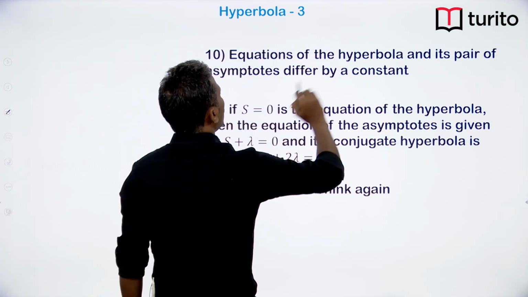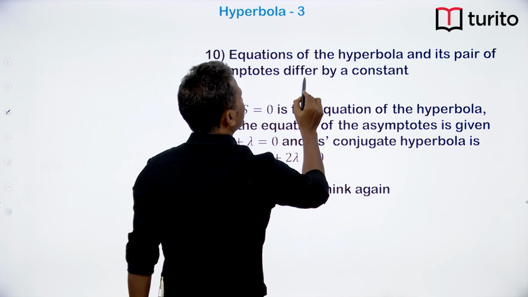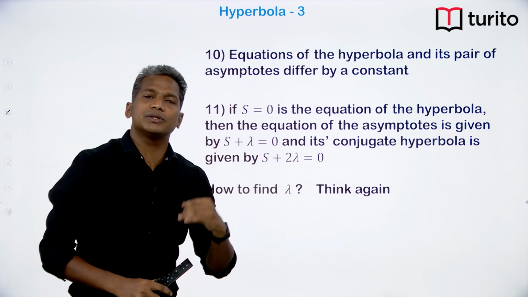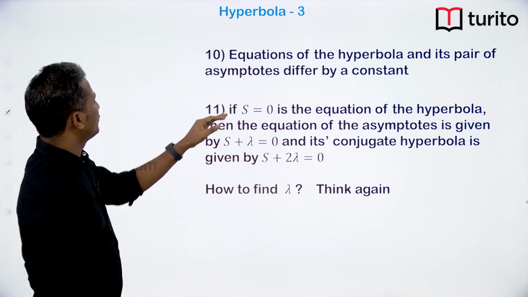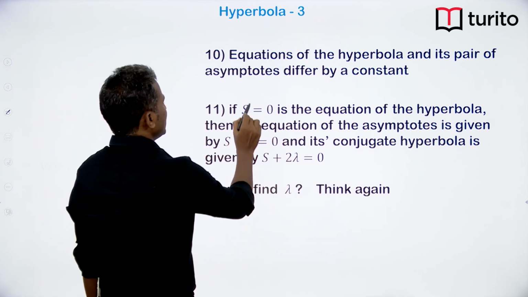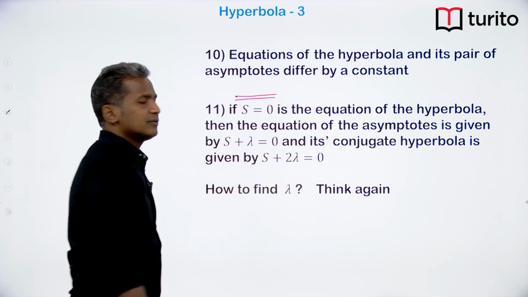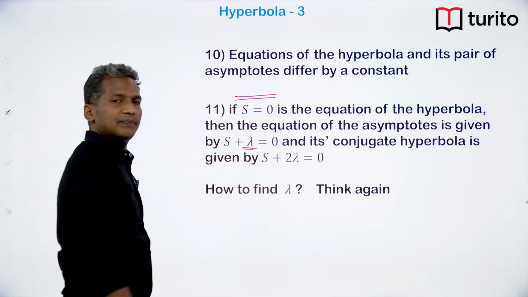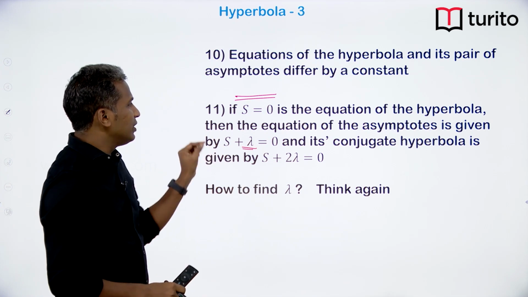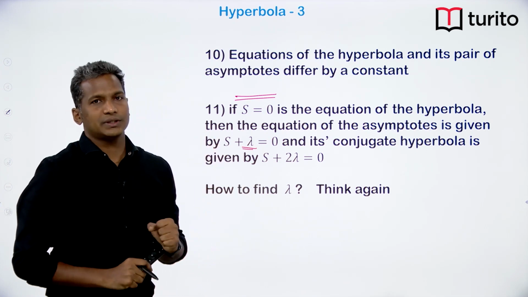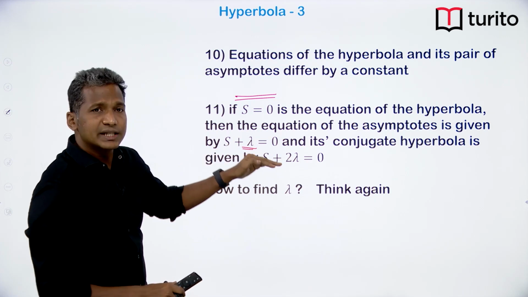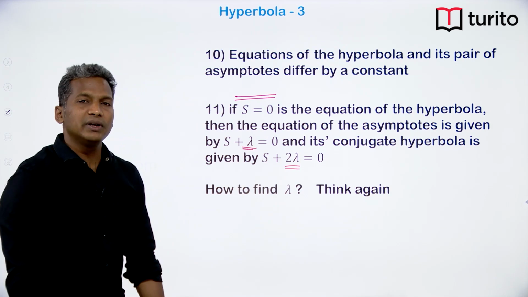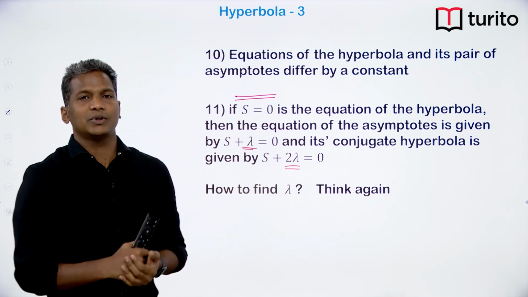Equations of hyperbola and its pair of asymptotes differ by a constant, this we have understood, and two mutually conjugate hyperbolas also differ by a constant. Okay. So, if we observe here, let us say S equal to 0 is the equation of the hyperbola, then by just adding a constant lambda to S, we will get the equations of asymptotes. And if I add 2 lambda, the same constant added 2 times, then we will get the equation of the conjugate hyperbola.